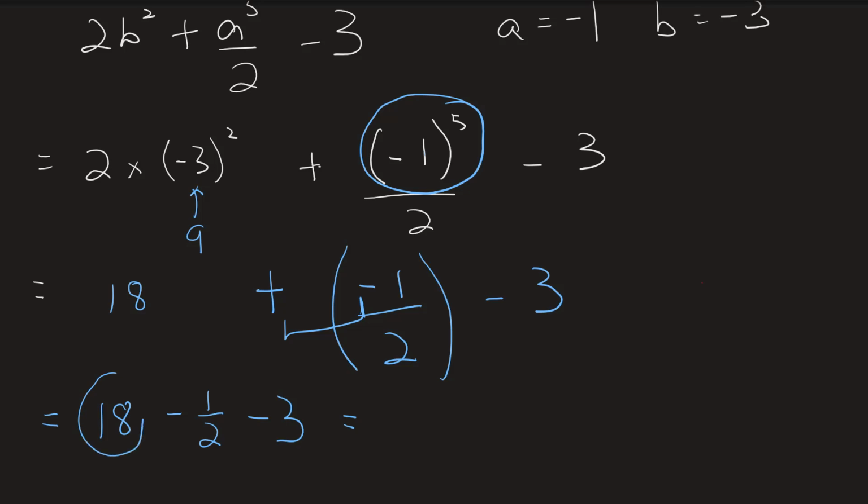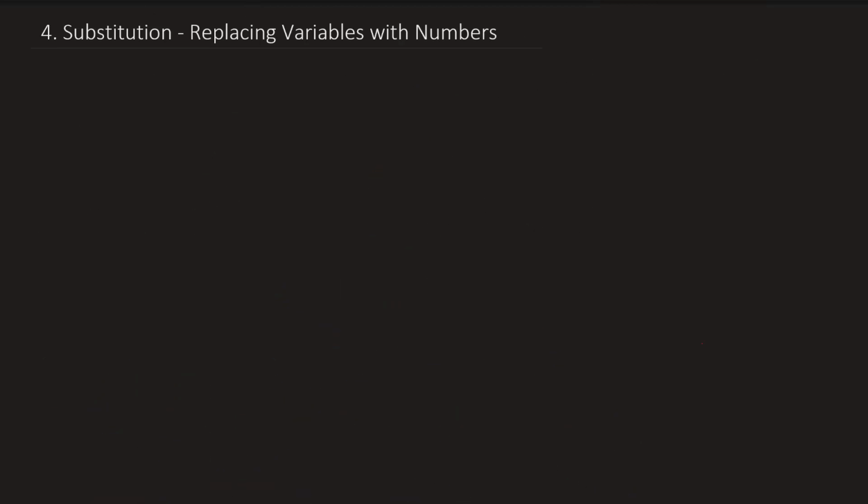Let's just do the whole numbers first. 18 minus 3 is 15. And then -1/2. And the answer is 14.5. Let's do the final problem now, and it's going to look like this.